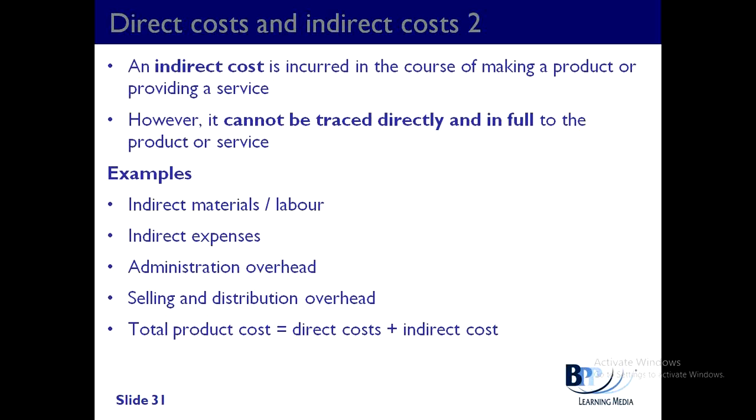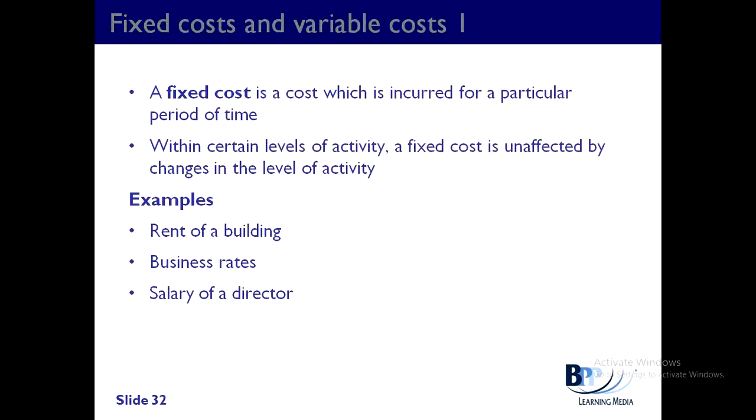And we have also other overheads such as administration overheads, selling and distribution overheads, and the total production cost, of course, is going to be the combination. The total product cost is going to be the combination of the total direct cost, which is prime cost, plus the total of the indirect cost, which is called overheads. That's cost classification number one. Let's look at cost classification number two.